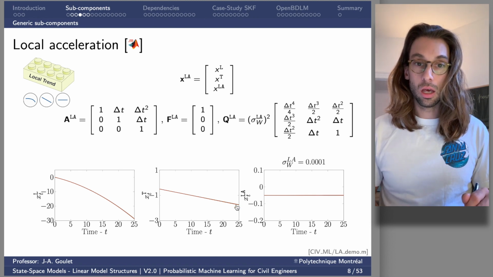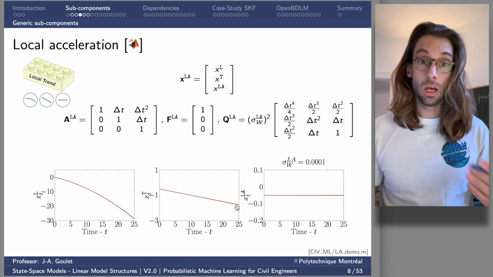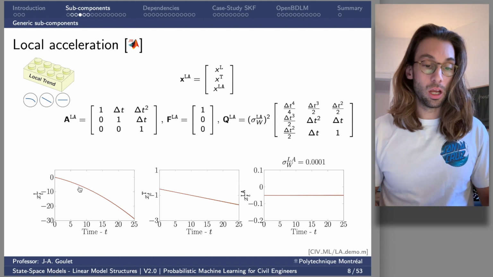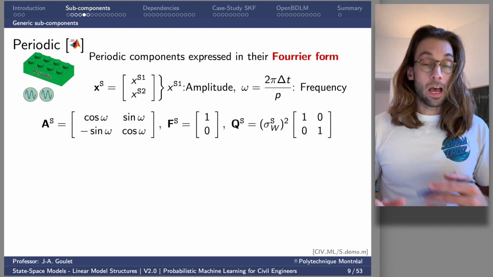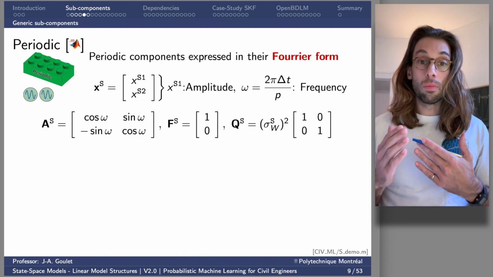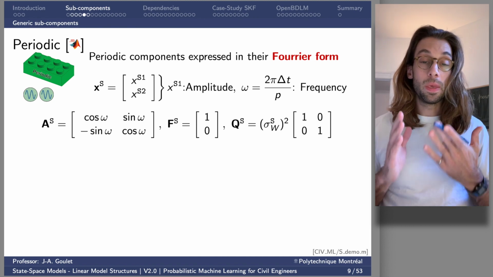The speed is going to evolve linearly, and the level is going to evolve quadratically. Okay. Now, another thing that is extremely useful to model natural phenomena is the periodic block.